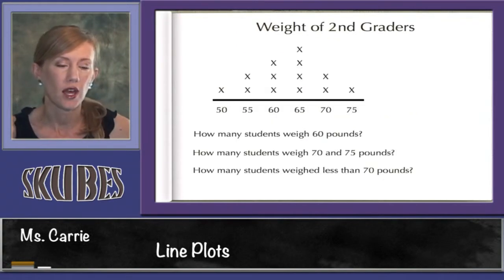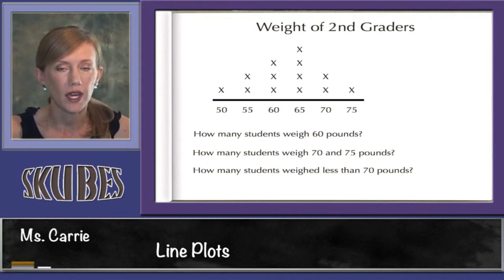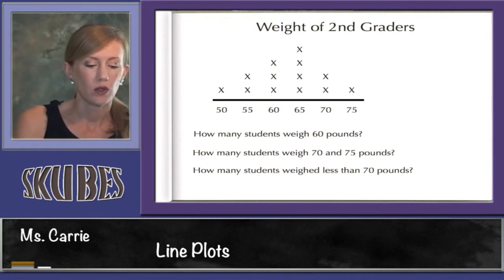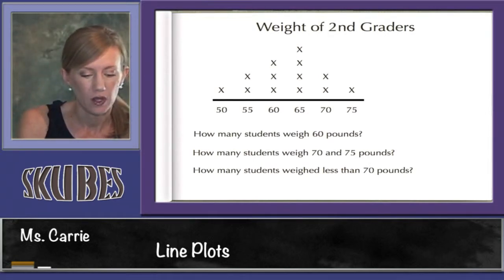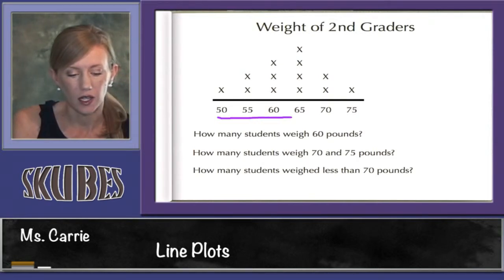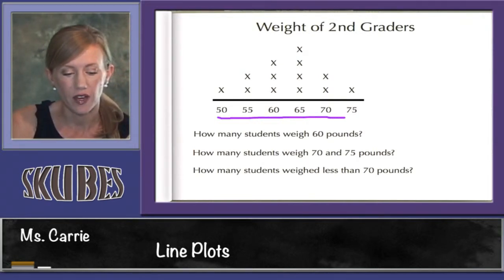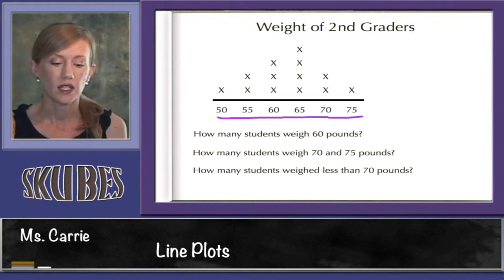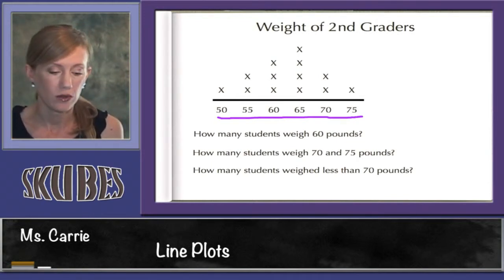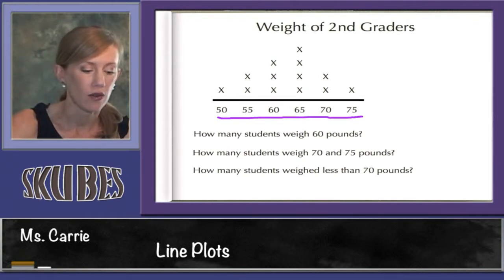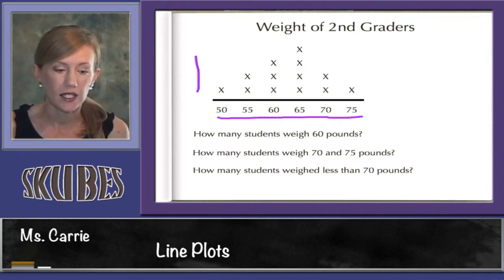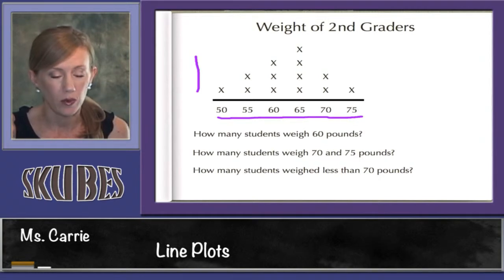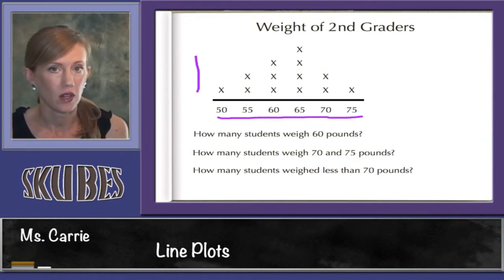Let's look at this line plot here. It's titled Weight of Second Graders. If you look along the bottom, there are the different weights of second graders. There's 50, 55, 60, 65, 70, and 75 pounds. When you look up and down over here, we see X's. The X's represent how many children weigh those amounts. So let's answer some questions looking at the data from our line plot.